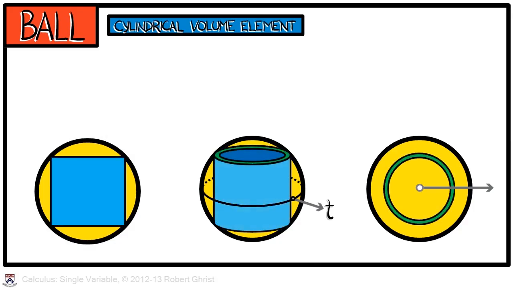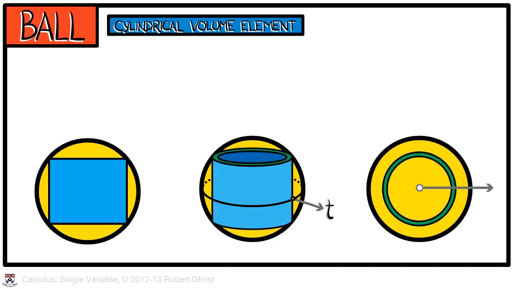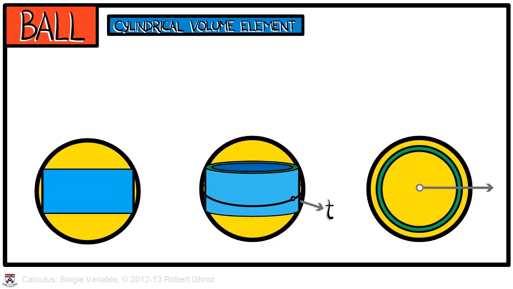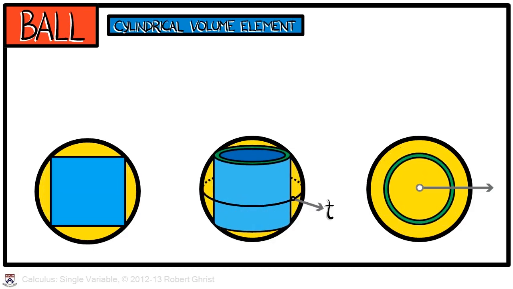Consider slicing up the ball into cylindrical shells as a volume element. Let's choose a radial variable. Let's call it t. And then consider a cylinder that sweeps out the volume of the ball parallel to some, let's say, vertical axis. In this case, what can we say about the volume element? Well, I claim it is 2 pi t h dt.